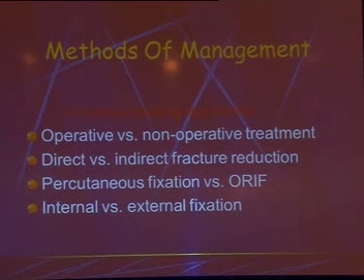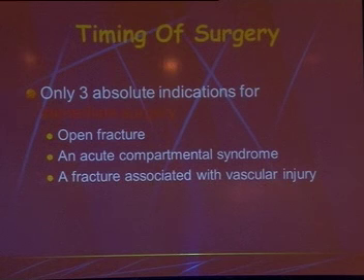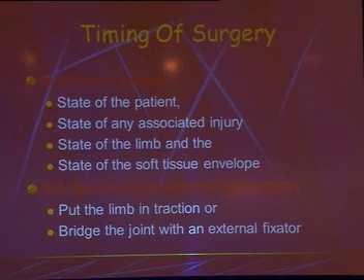The methods of management involve making decisions: operative versus non-operative, direct versus indirect fracture reduction, percutaneous fixation versus ORIF, and internal versus external fixation. There are only three absolute indications for immediate surgery. They are open fractures, an acute compartmental syndrome, or a fracture-associated vascular injury. In all other cases, you have to go by the state of the patient, the associated injuries, state of the limb and soft tissue envelope.